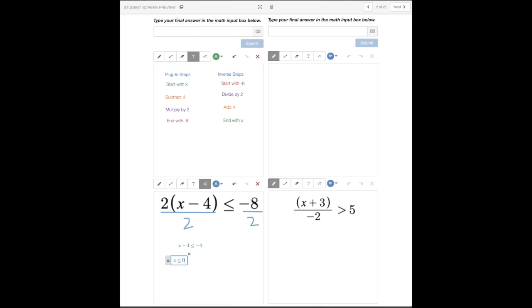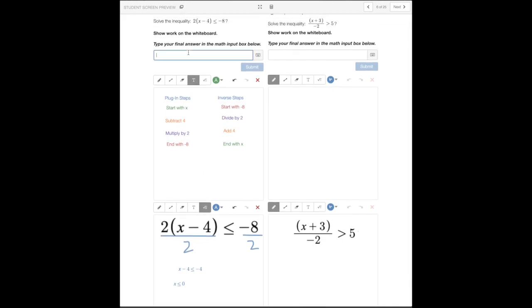Okay, so if you wanted to check your work, if you plug 0 in here, you would get 2 times 0 minus 4. 0 minus 4 is negative 4. So 2 times negative 4 is negative 8. And negative 8 is, in fact, less than or equal to negative 8. So this works. So x is less than or equal to 0.